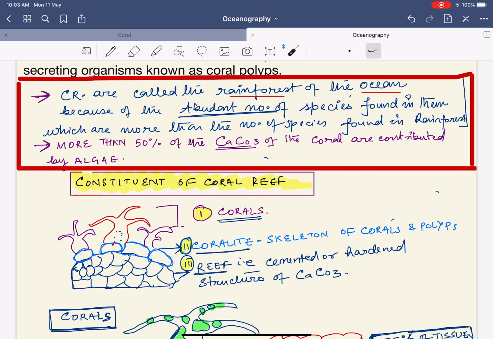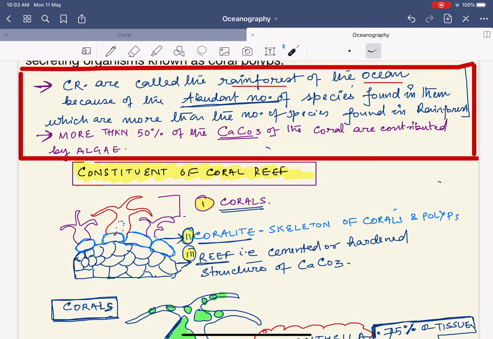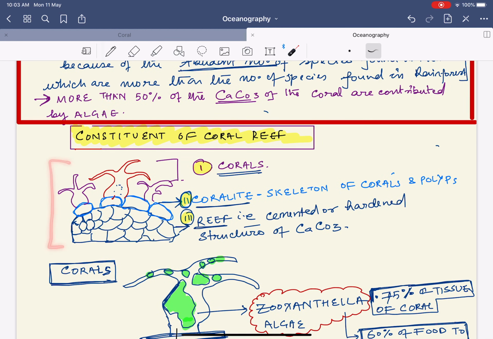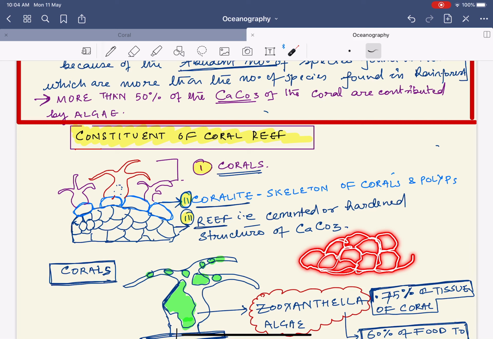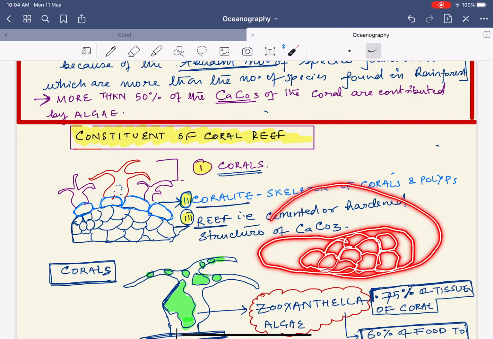Now, understand this. Constituent of a coral reef means what does this reef actually constitute of? This is the entire constituent. See, start from below itself. This is the reef. Now, what is this coral reef? See, coral reef is nothing but the cemented or hardened structure of CaCO3, calcium carbonate. Whenever these corals die, the skeleton gets deposited, but now and then the skeleton gets cemented because of the pressure and temperature. This cementing results in the formation of your large scale coral reef.